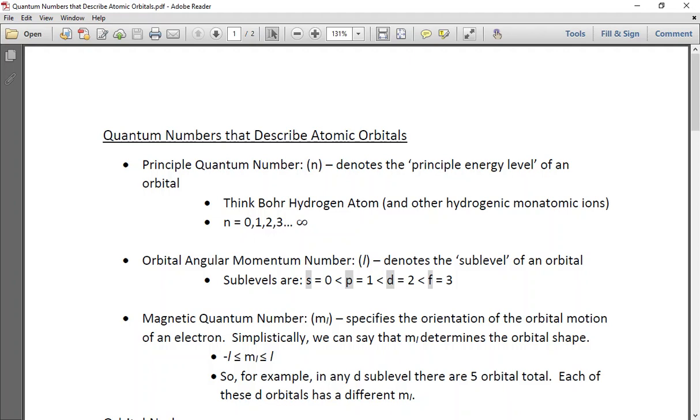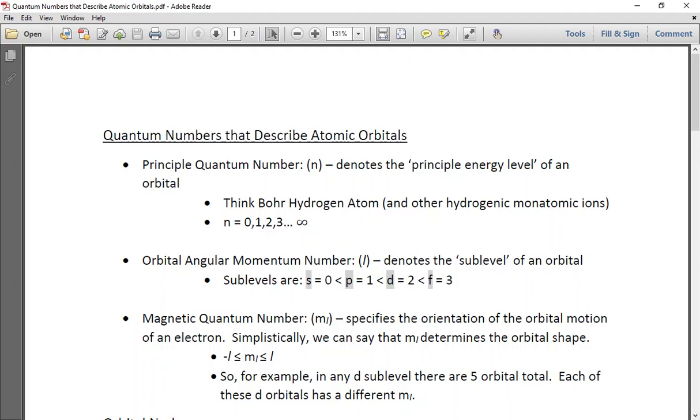I want to show you how to determine the total number of nodes in an atomic orbital given that orbital's quantum number designation. And I also want to show you how to differentiate between the two different types of nodes that are present in atomic orbitals. So let's get straight into it, and let's talk about some of the basics that we need to get out of the way anytime we're talking about atomic orbitals.